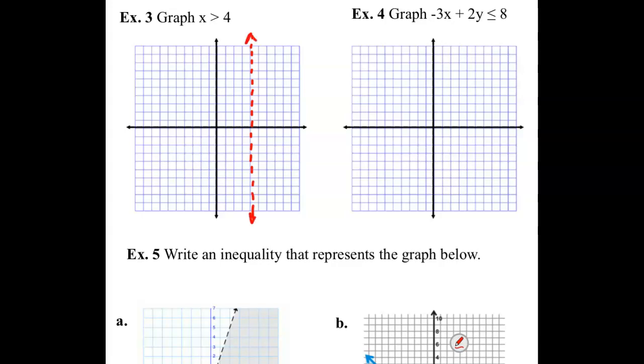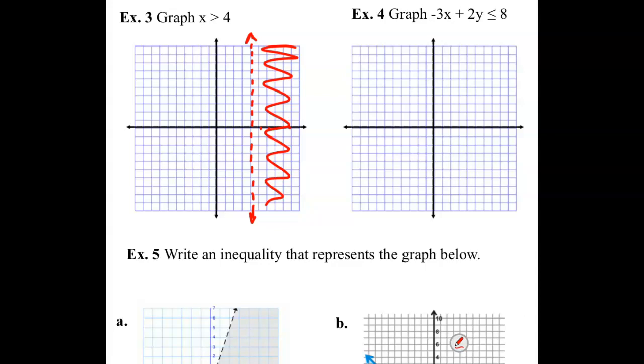And then which side, which half plane would we shade? We want x values bigger than 4. That would be things like 5, 6, 7. Yes? So we're shading over here. Okay.